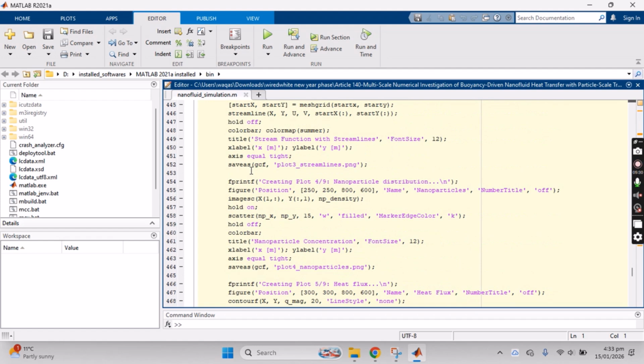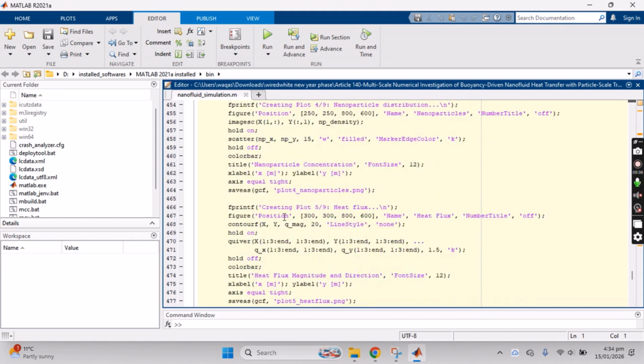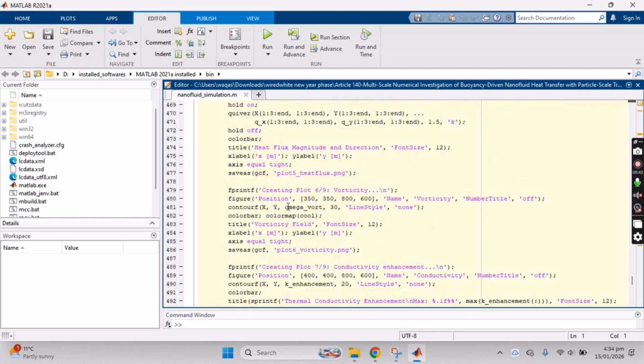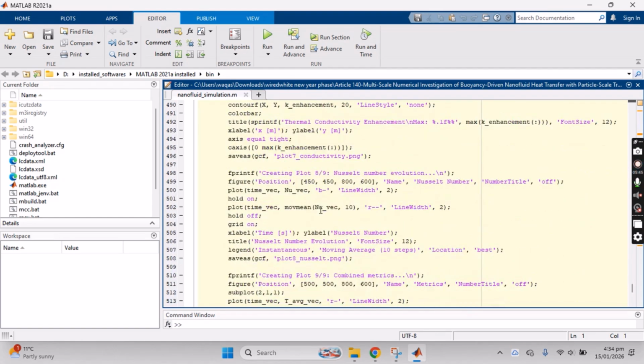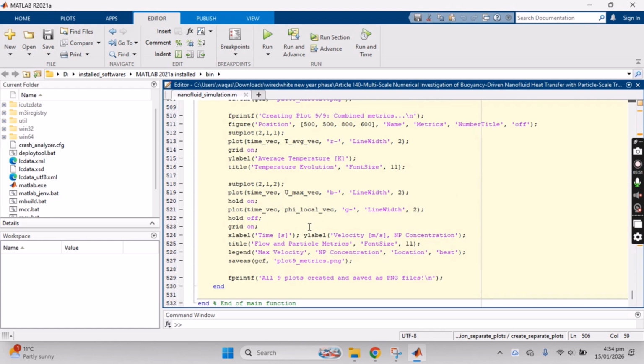and creating the plot 4 by 9 of nanoparticle distribution accordingly. Nanoparticle concentration, creating plot 5 by 9 of heat flux, as well as the heat flux magnitude. All the plots are added, and the titles are given here. If you just read the titles, you will understand what each plot is. Okay, so this is the end of the main function. If you need to ask anything, just ask me, I will answer your questions. Thank you.